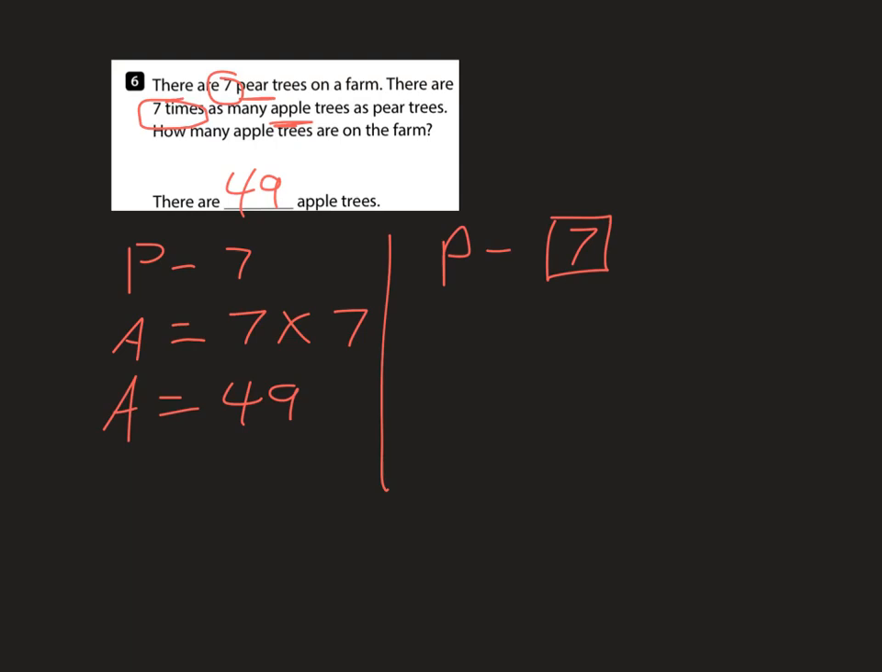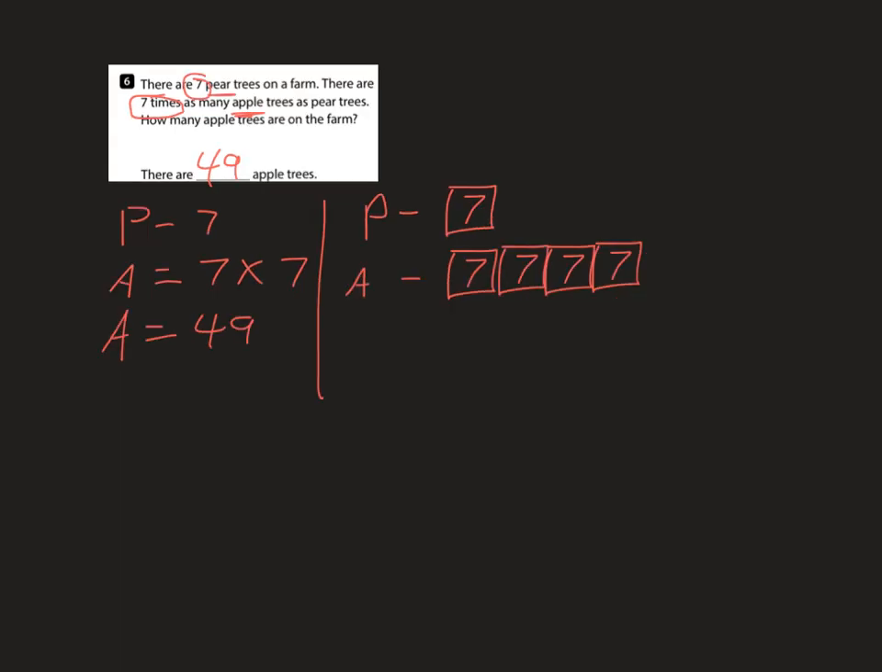Alright, and now I need to find my apple trees, which is 7 times as many. So here's our apple trees, and we have 1 time as many. There's 2 times as many. 3 times as many. 4 times as many. 5 times as many. 6 times as many. And 7 times as many.